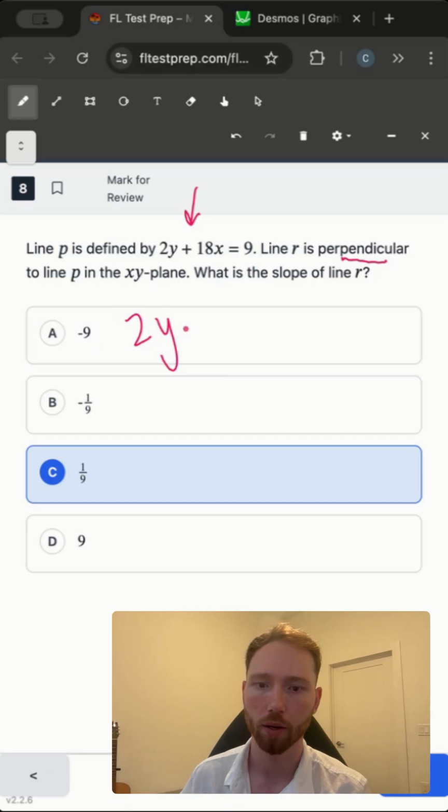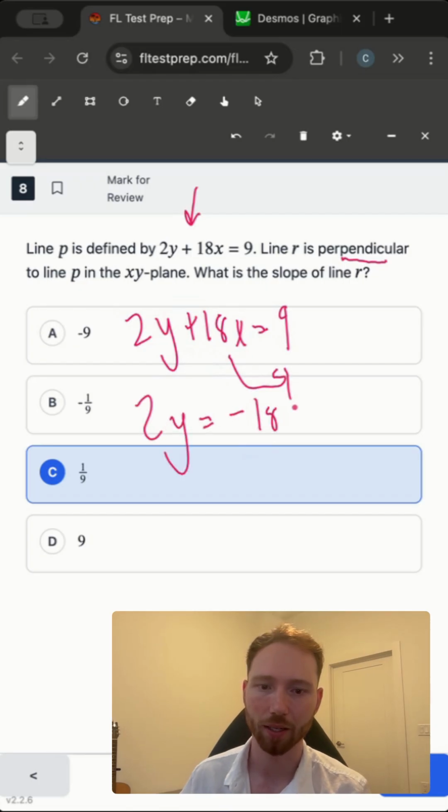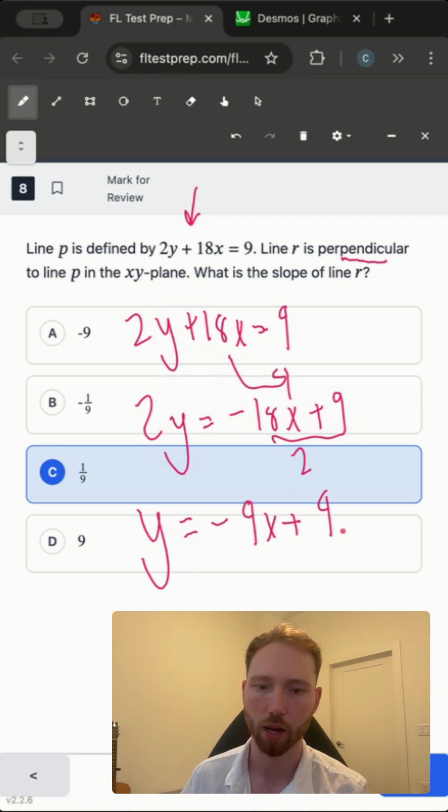So 2y plus 18x equals 9. What we want to do is move this 18x over. So we get 2y equals negative 18x plus 9. And now we need to get rid of this 2 by dividing everything by 2, and we get y equals negative 9x plus 9 over 2.